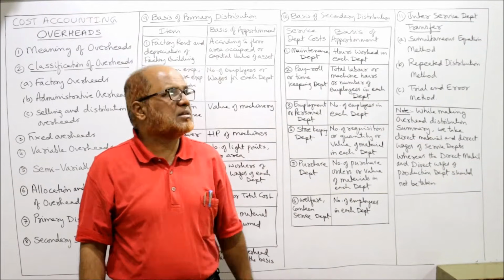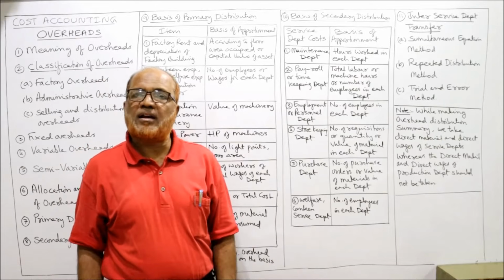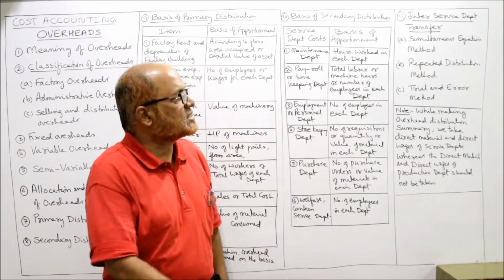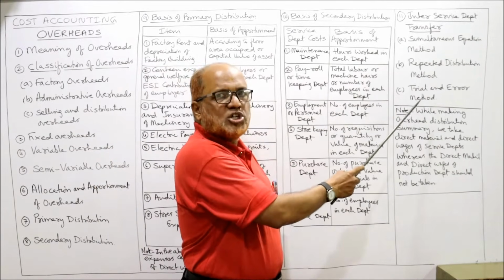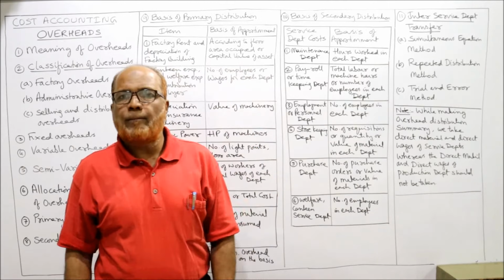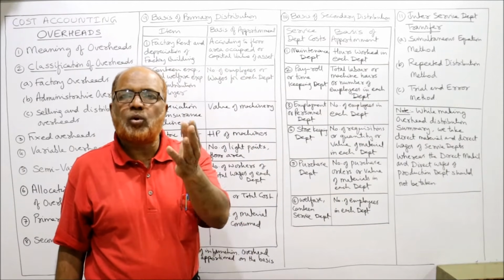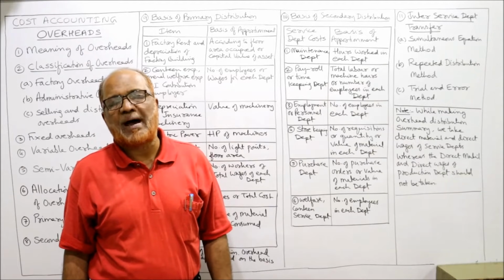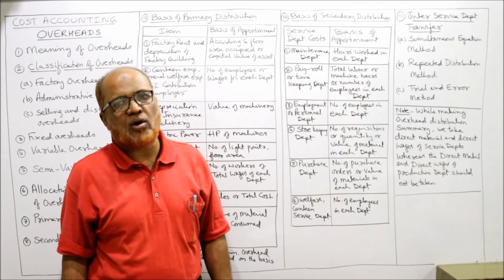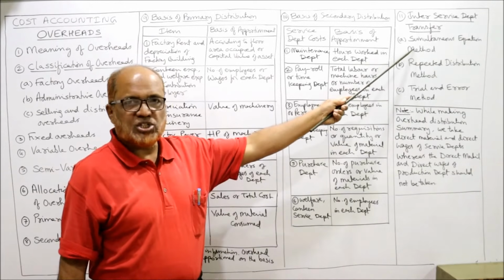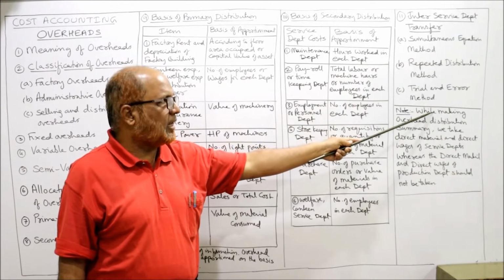तो अगर इंटर सर्विस डिपार्टमेंट है तो हाउ टू फाइंड आउट, हाउ टू मेक द रीअपोर्शनमेंट. तो ये टाइम पे 3 मेथड्स आते हैं. Simultaneous equation method, repeated distribution method, trial and error method. By using these 3 methods, we can be able to reapportion the service department overheads back to production department by using any of the 3 methods. We have to solve the problem on this repeated simultaneous equation method, repeated distribution, trial and error method.